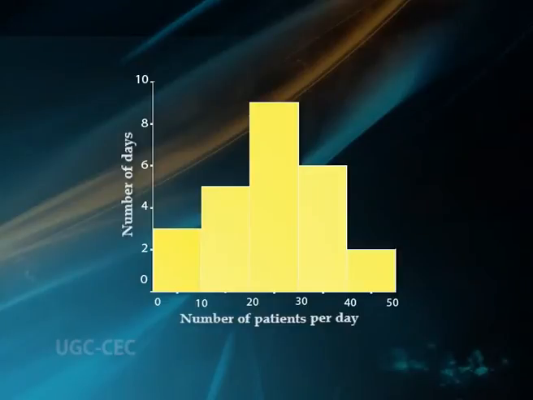Histogram showing the number of visitors in a clinic for 25 days. Along the x-axis, number of patients per day. Along the y-axis, number of days.